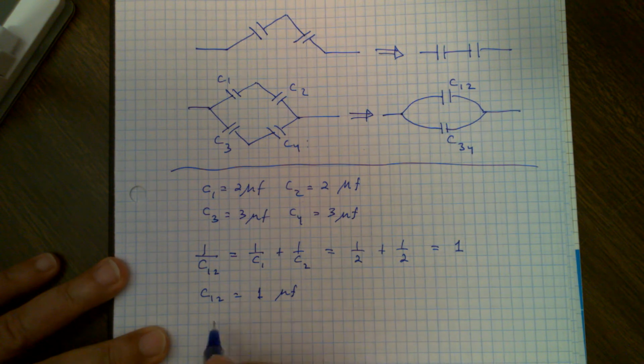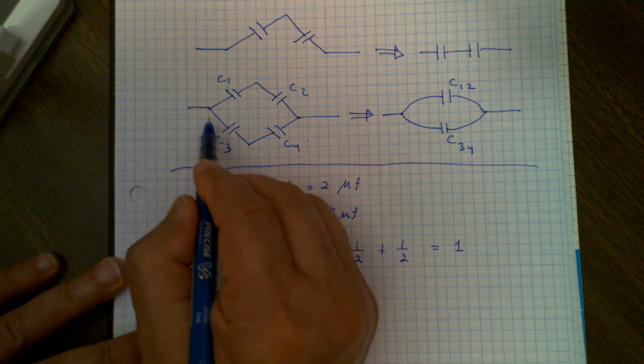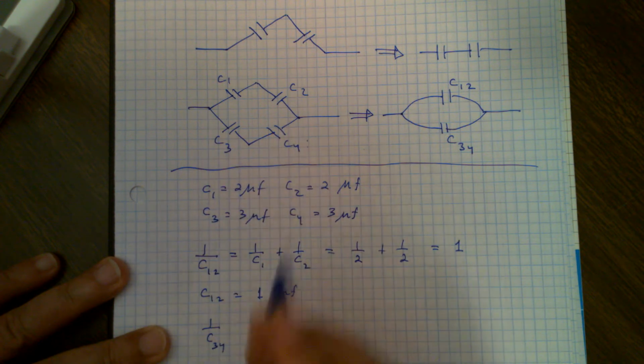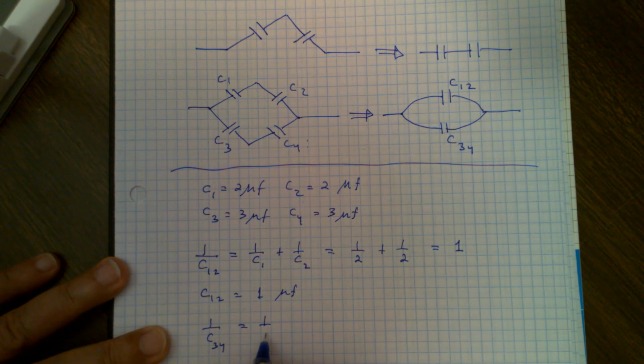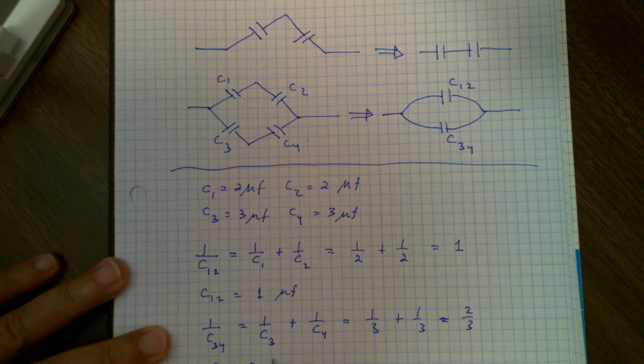Okay? Similarly, C3,4, that is this one, is the equivalent capacitance for this plus this in series. According to our formula, 1 over C3,4 will be 1 by C3 plus 1 by C4, because they are in series. And both of them are 1/3, 1/3. If I add them up, it will be 2/3. So then for C3,4, don't forget you have to flip that. So then I get 3 by 2 microfarad.